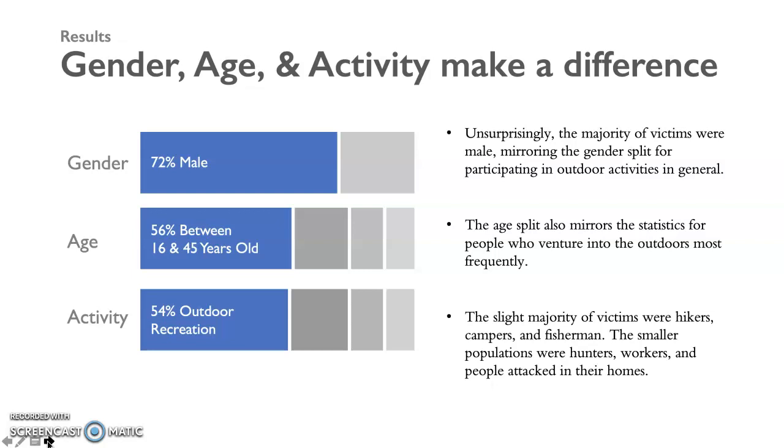Finally, the activity people were doing when they were attacked fell into some major categories. Hunters and people whose jobs forced them to work in the wild, like miners and surveyors, were at the bottom of the list. People who were killed in or near their homes were the next biggest group. The majority of people killed by bears were hikers, campers, and others participating in outdoor recreation activities.